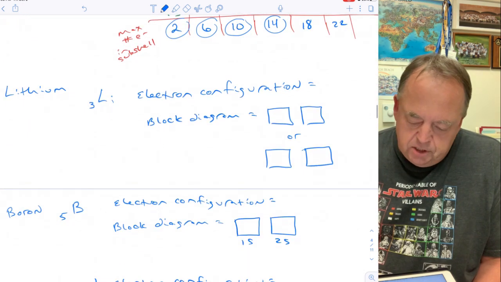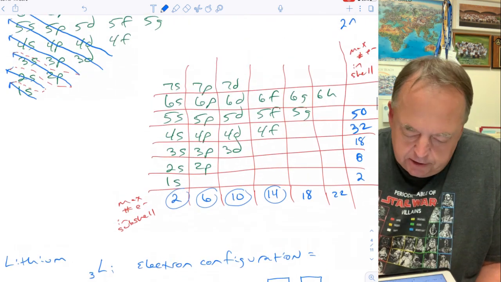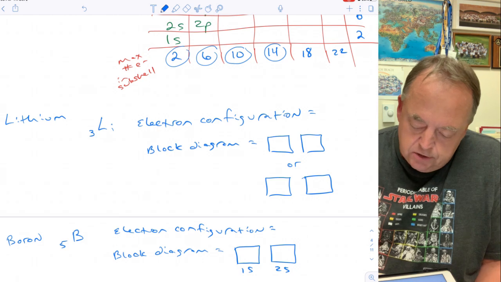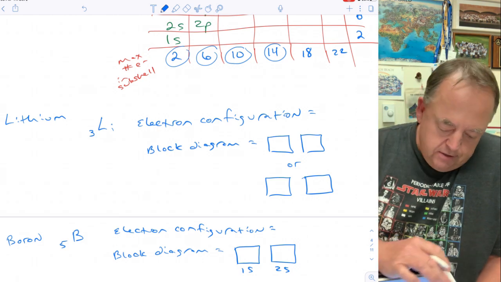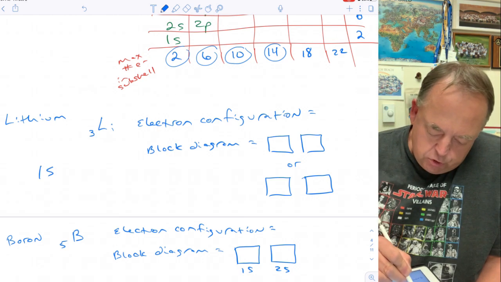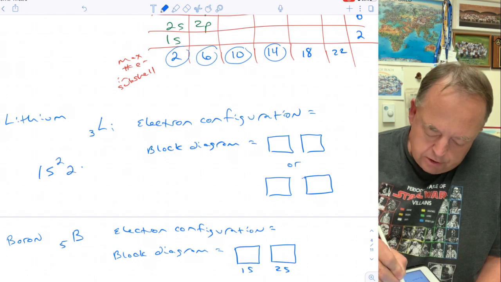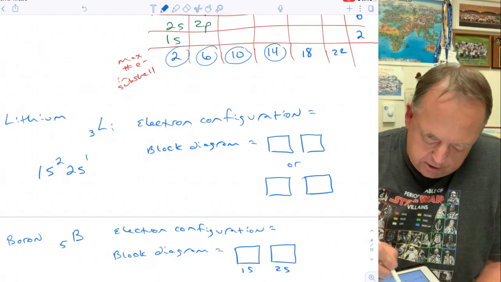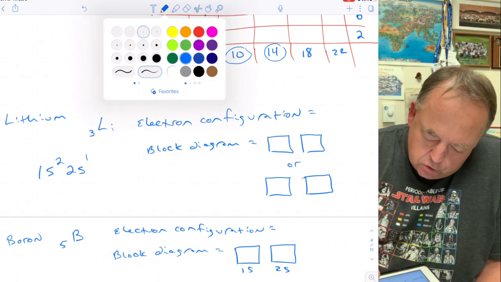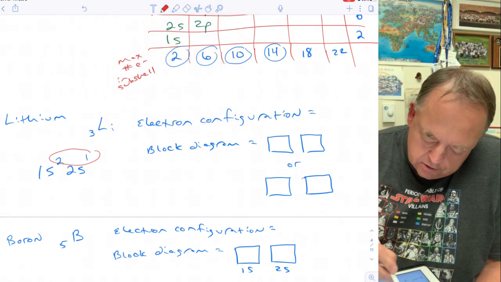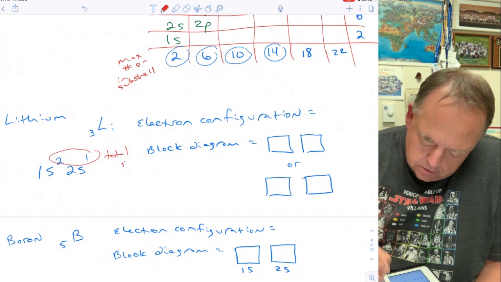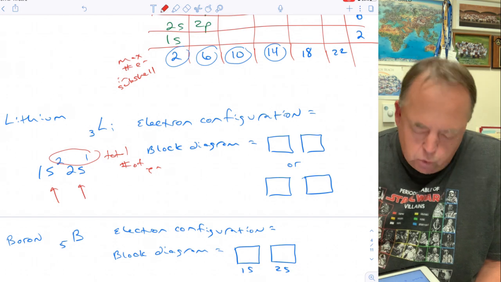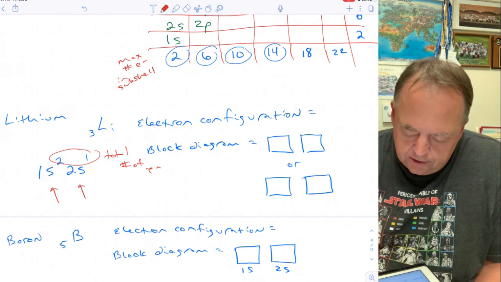Okay, so let's write some electron configurations for elements that have more than 1 and 2 electrons. So if we did this for lithium with 3 electrons, where are those 3 electrons at? Well, you can put 2 in the 1s orbital, and then you would have to move to the 2s orbital, and you can put 1 electron there, so that's 3 electrons, right? So the superscript is the total number of electrons.